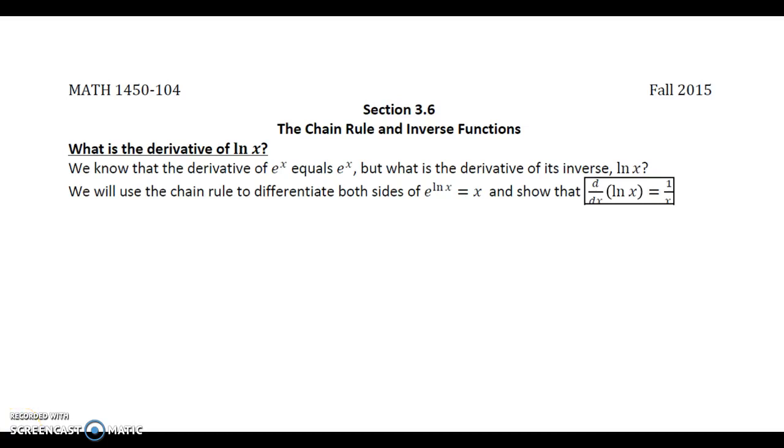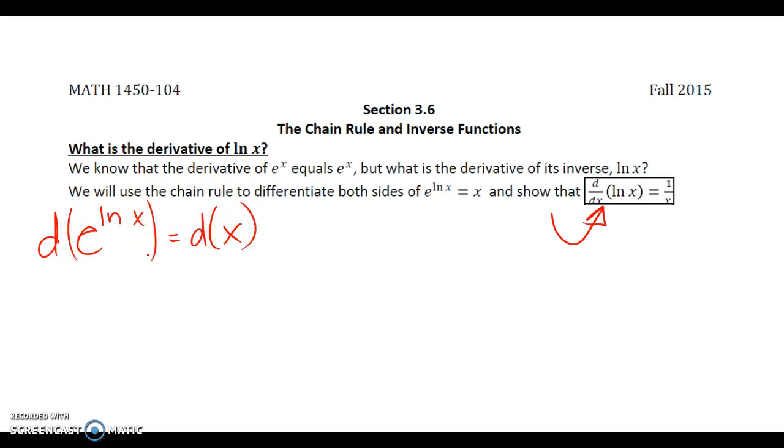Okay, section 3.6, the chain rule and inverse functions. What I think the teacher wants you to do here is to show, prove, or derive that the derivative of ln of x is 1 over x. So if we know that e to the ln of x equals x, and we take the derivative of both sides, this is what we get.